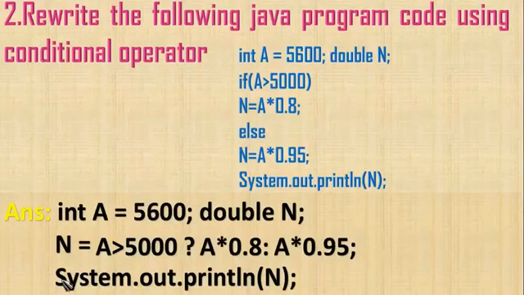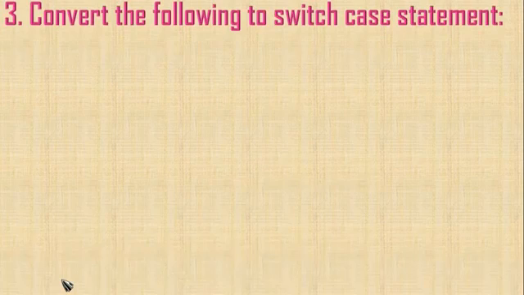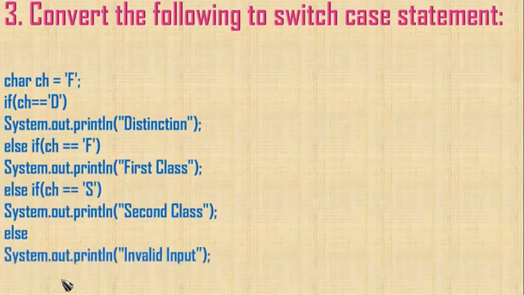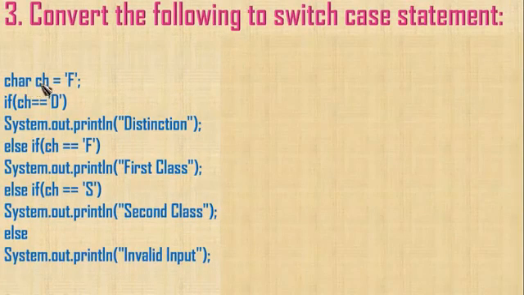Let us go to next question. Convert the following to switch case statement. So here character CH is F. If CH is D, it will print this message. If it is F, then it will print this message. If it is S, it will print this message. Else this will be invalid input. So here whatever is there in the if, else if all will come under case in switch case. Then else part will be default.